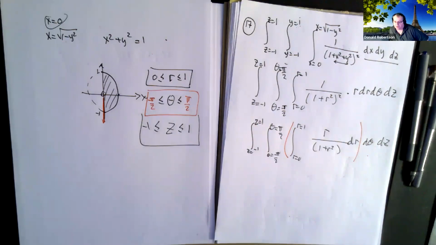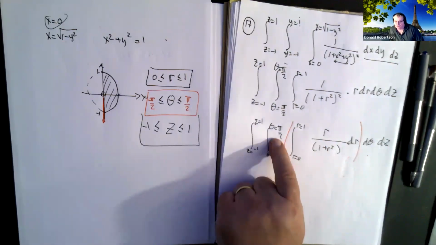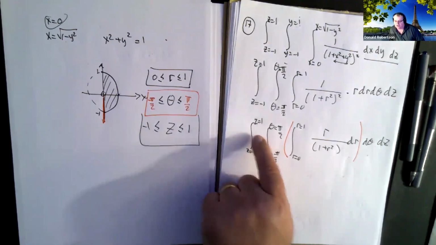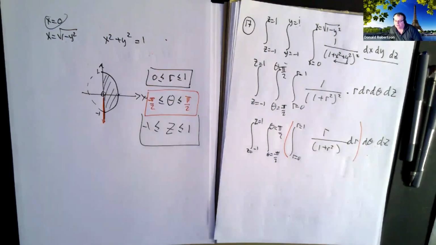This thing is variable separable. That guy and these two guys: this is going to be 1 dz, this is going to be 1 d theta. This guy is the only guy that really involves any work.